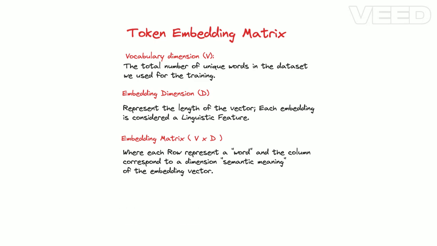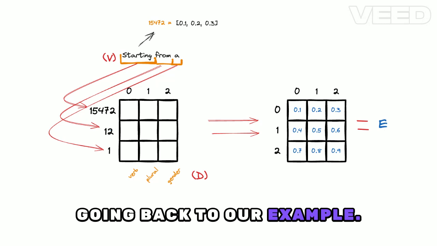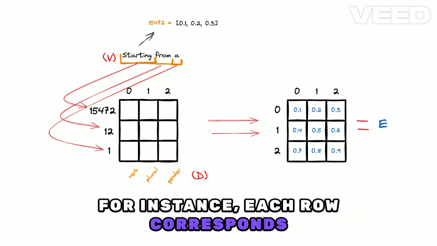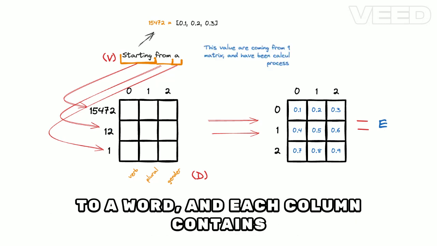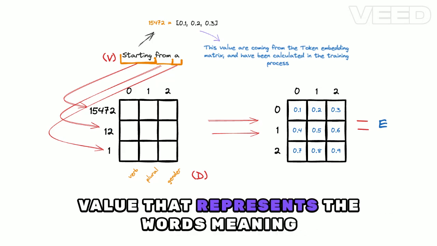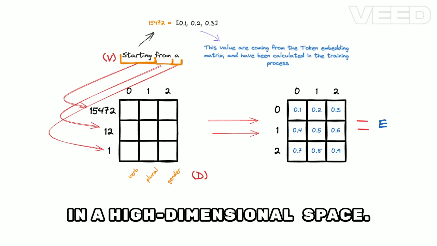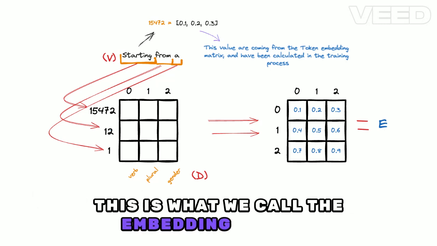however each embedding is considered a language feature. Going back to our example, for instance, each row corresponds to a word, and each column contains values that represent the word's meaning in a high-dimensional space. This is what we call the embedding vector.